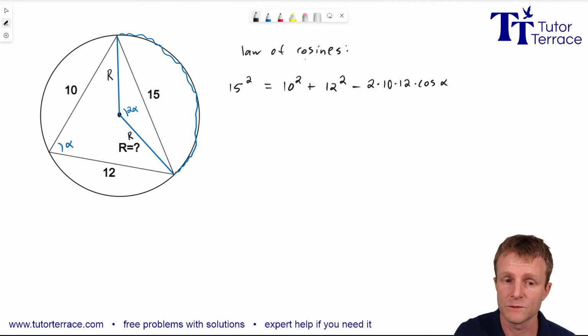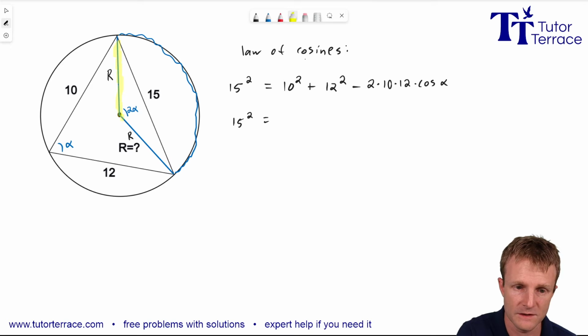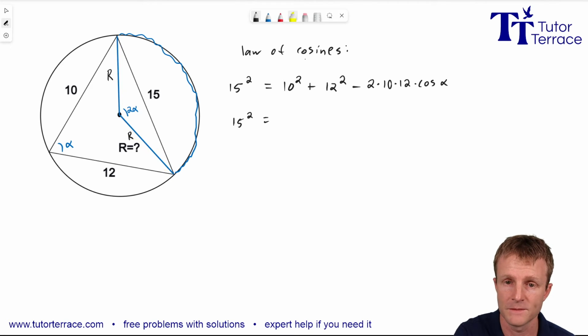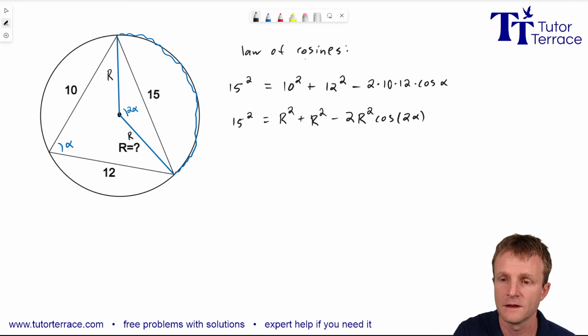Now for the smaller one, which has 2 alpha involved, we again have 15 squared. But now the opposing sides are these ones, just the radius of the circle, each one. And so it's just r squared plus r squared minus 2r squared cosine, and now 2 alpha. And so we have two equations for two unknowns, alpha and r.